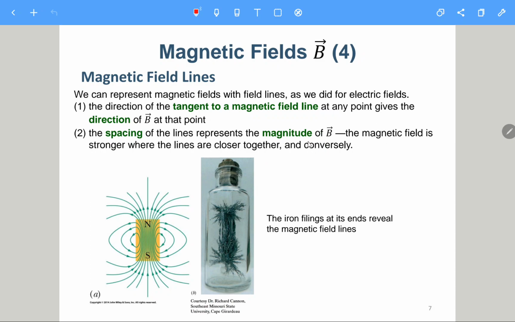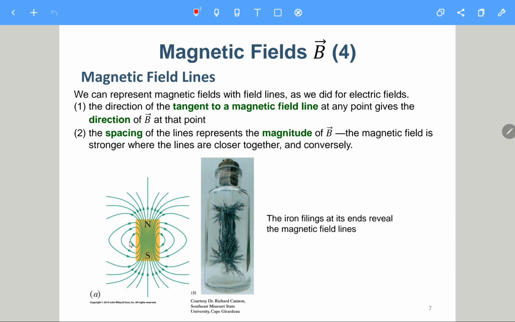So actually it is the same as the E field line, but it is now the B field line, or the magnetic field line. And you can see if we have a magnetic bar, the magnetic field line goes from the north pole to the south pole. So it is like the electric field line for the electric dipole. However, for the magnetic field, we don't have a magnetic charge.